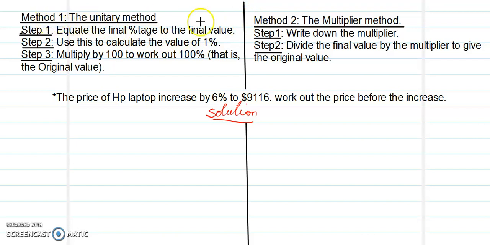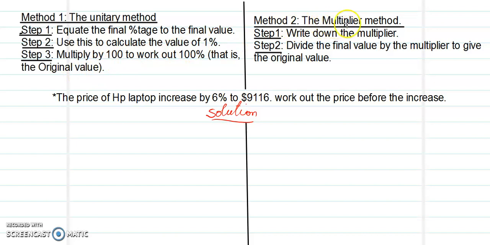Now let's look at this. Here we have method 1 and method 2. This one talks about the unitary method, and this one talks about the multiplier method. After solving the question, you decide which method to apply. In the unitary method we have 3 steps. The first step is to equate the final percentage to the final value. The second step is to use this to calculate the value of 1%. And the third step is to multiply by 100 to work out 100%, that is the original value.